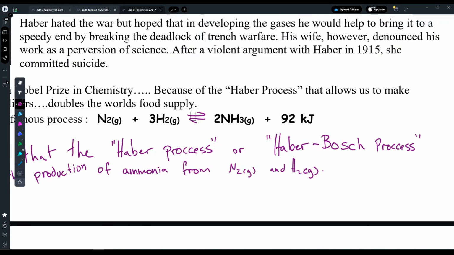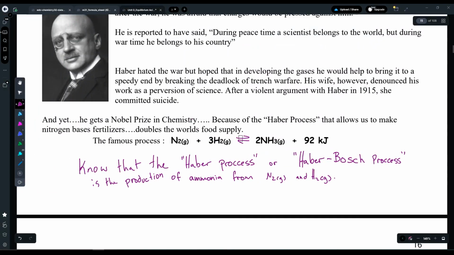Sometimes questions will say in the Haber process or in the Haber-Bosch process, and that is their way of telling you what reaction you're dealing with. So that's why I'm saying you should know what the reactants and products are for this particular reaction.